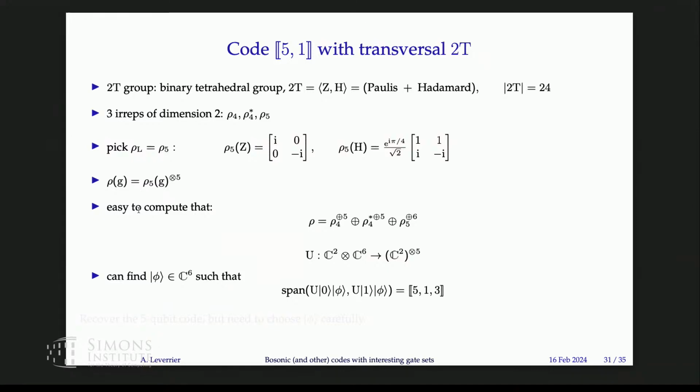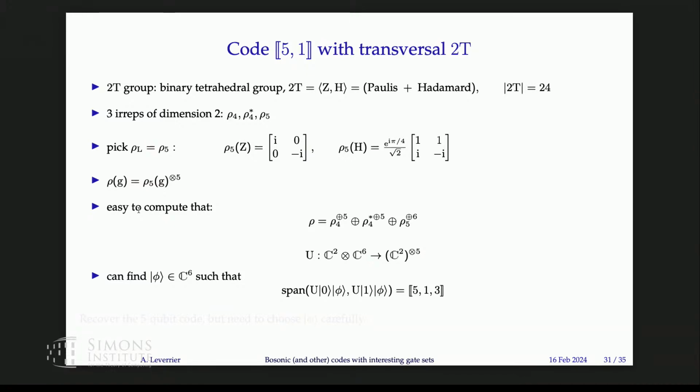If you want to do that, basically you need to choose an irrep, a two-dimensional irrep for that group. There are 3 possible choices. This would be the irrep for the logical space. For instance, we pick the one called rho 5 in the literature. This is just this irrep. The element Z is mapped to this thing. This is basically a standard Z matrix, and this is Hadamard. And then the physical gates I want are just transversal gates. If I want to apply G in that group, I just apply it transversally on the 5 qubits.